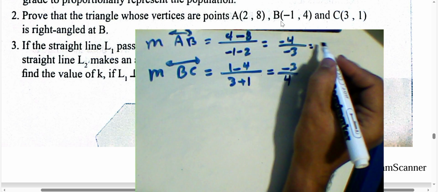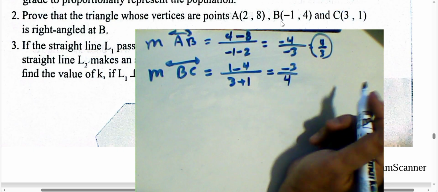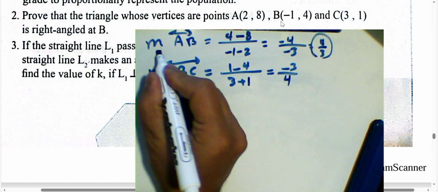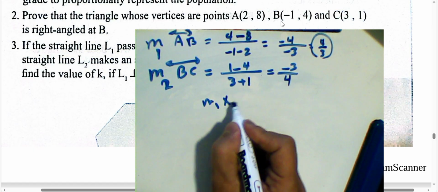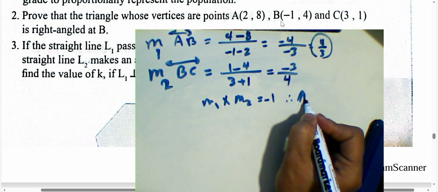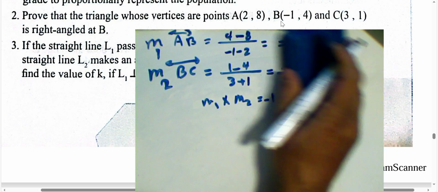Means the slope of BC is negative 3 over 4, and the slope of AB is 4 over 3. Then if we multiply the two slopes together, the product is negative 1. Then M1 multiplied by M2 equals negative 1. Then the measure of angle B equals 90 degrees. We have a right angle triangle at B.